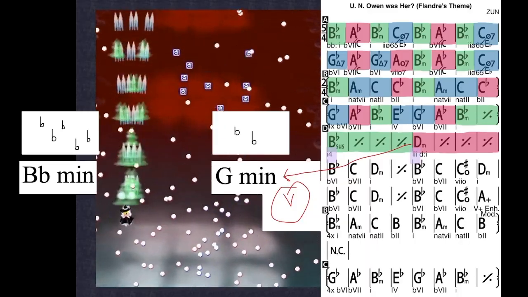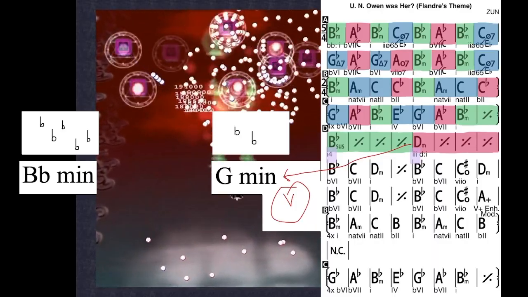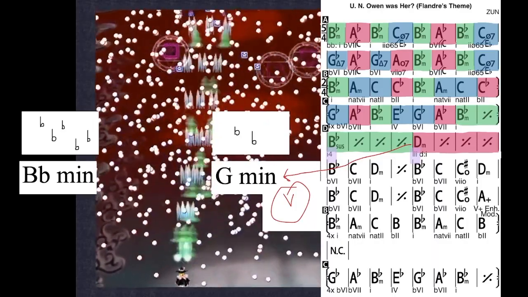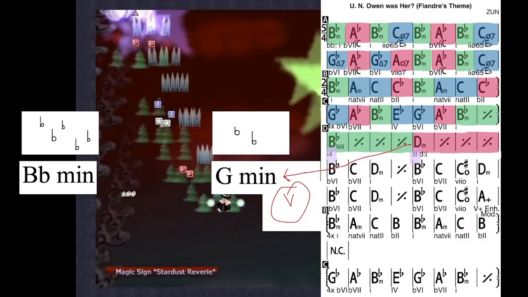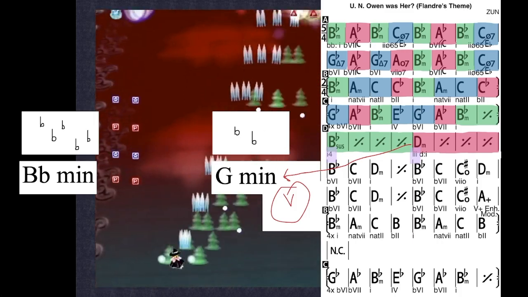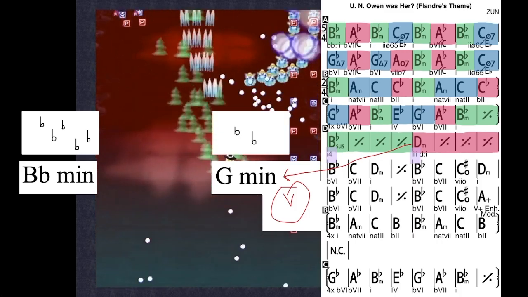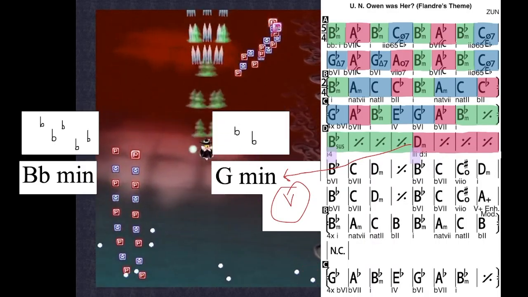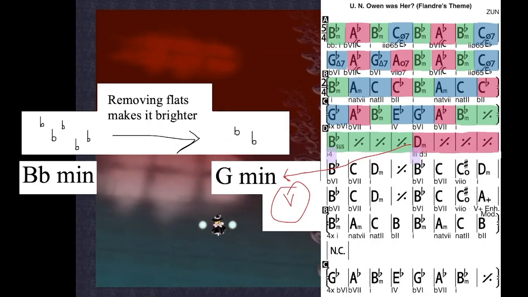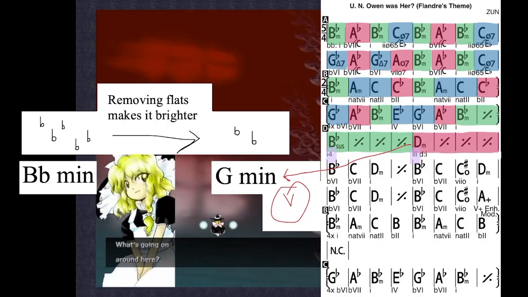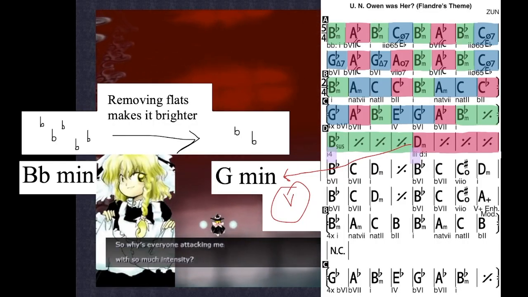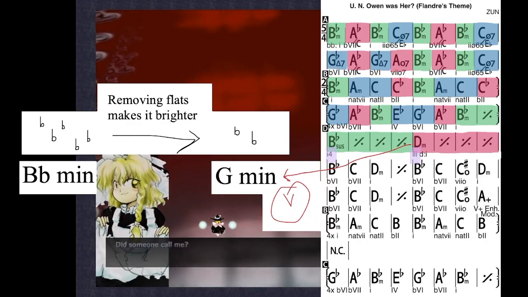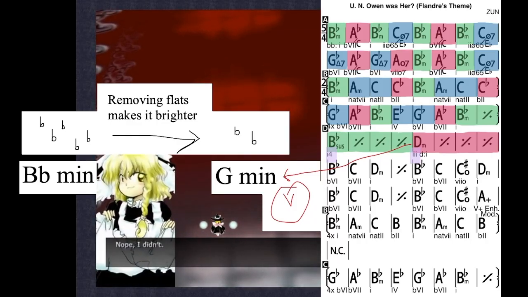B flat minor has 5 flats. G minor has 2 flats. And this is the 5 chord in G minor. So these are 2 chords that are pretty far away from each other. You can tell just by listening to it that they're far away from each other. And in this case, we are removing flats, so we're actually making it brighter. Notice that when I move from the B flat minor chord to the G minor chord, it feels kind of sour sounding. There's like a sourness to it.